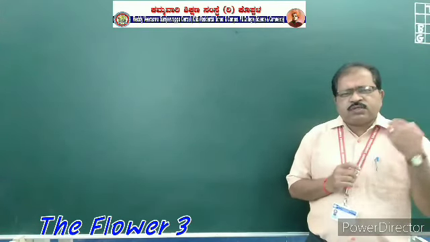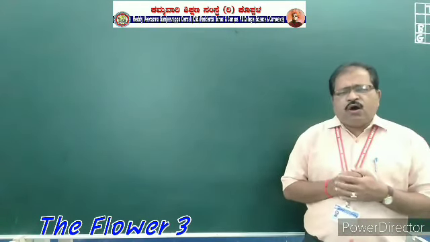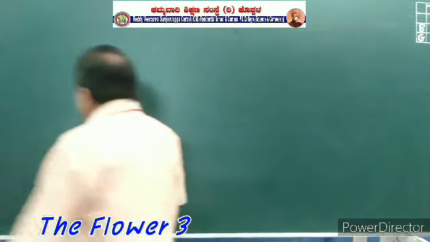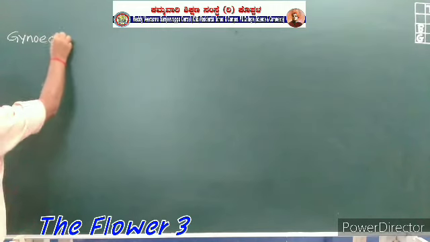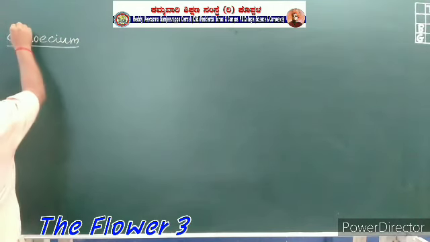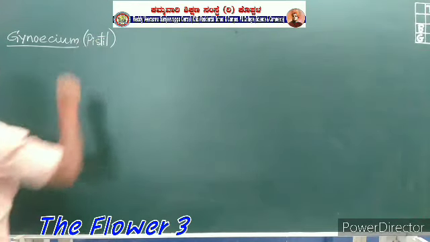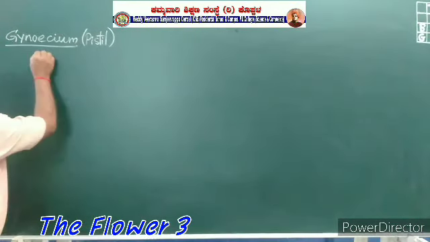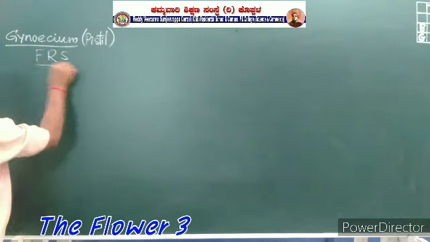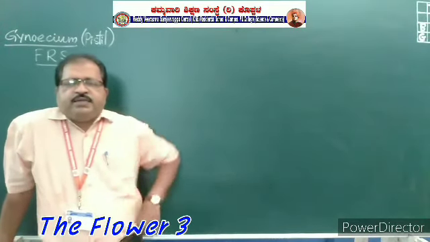and today we are going to discuss the 4th part of the flower, that is gynoecium or the pistil. It is a female reproductive part, the female reproductive system of the flower, that is called the gynoecium.